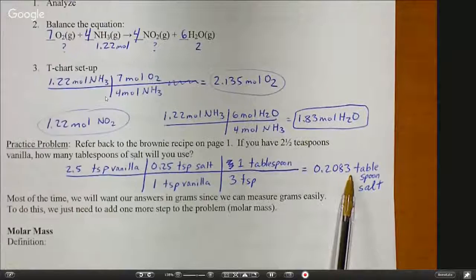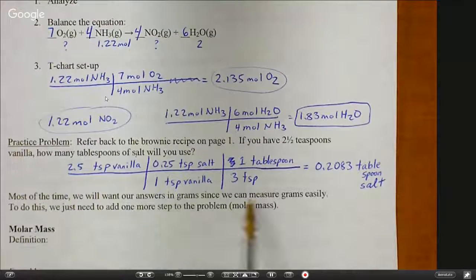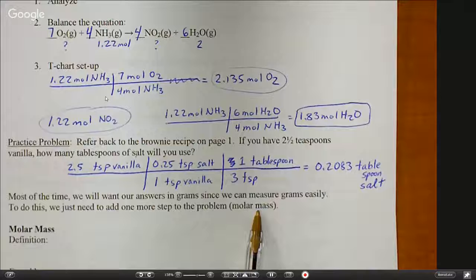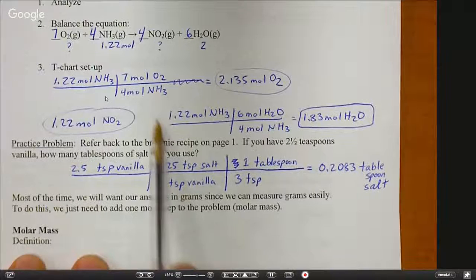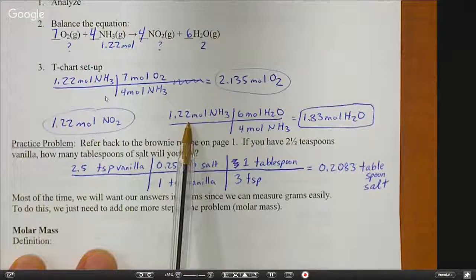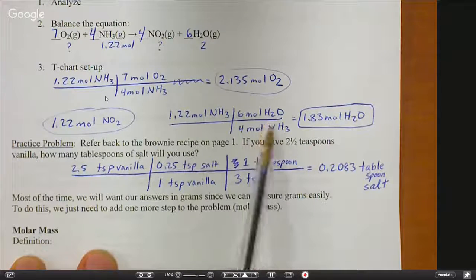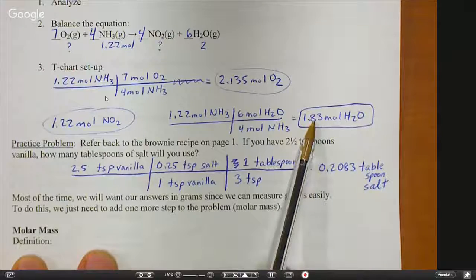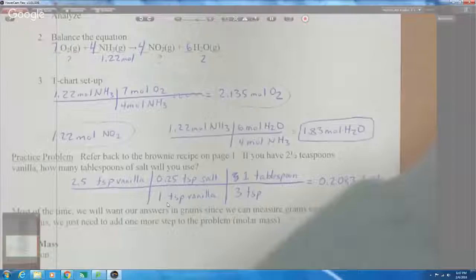So most of the time we'll want grams, because they're easier to measure. And to do this, we just need to add one more step to the problem, which is molar mass. So if we go back up to our problem before, say we went from moles of ammonia, NH3, and we wanted to go to grams of water, we would convert to moles of water first via the mole ratio, and then we can go to molar mass. Pretty neat and fancy. So we're going to bring up molar mass here.